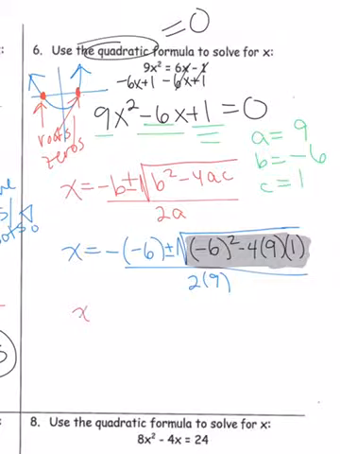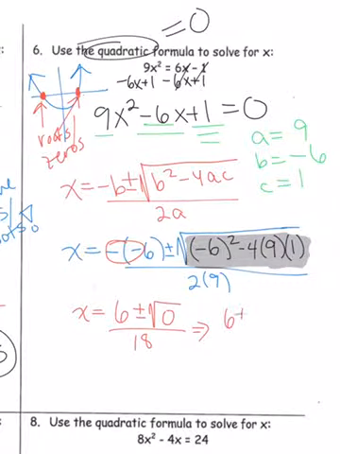All right, and we get x equals negative becomes +6 plus or minus the square root. Well, I have -6 squared minus 4 times 9 times 1. I'm putting that directly in the calculator, and I get 0, all over 18. Well, guys, square root of 0 is just 0. So this is going to be 6 plus or minus 0 all over 18.